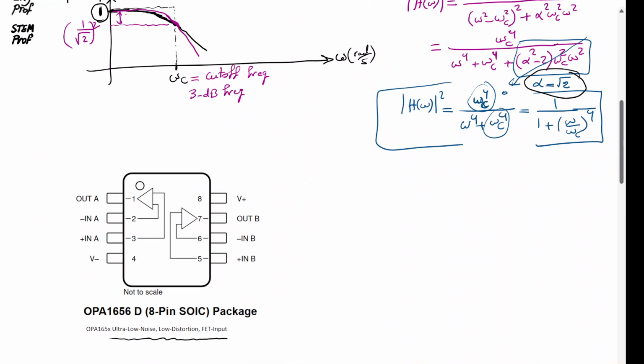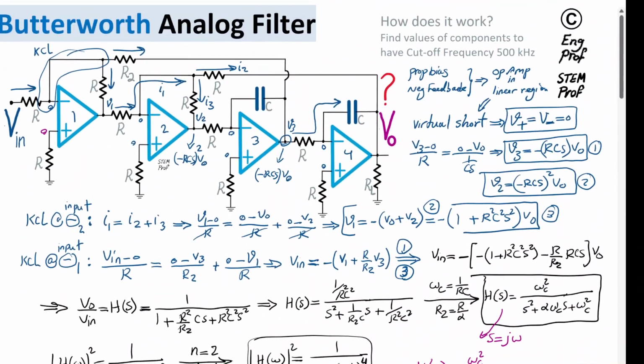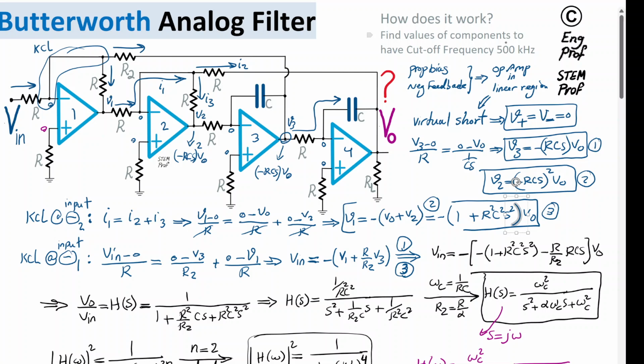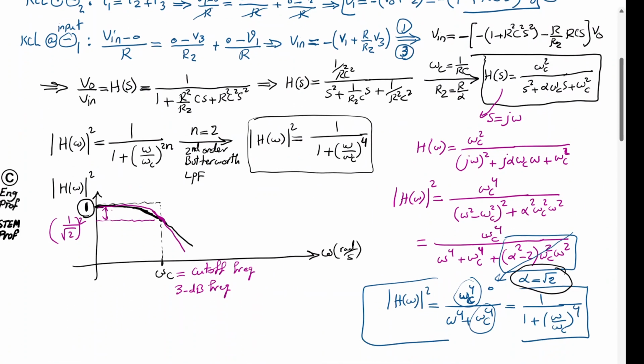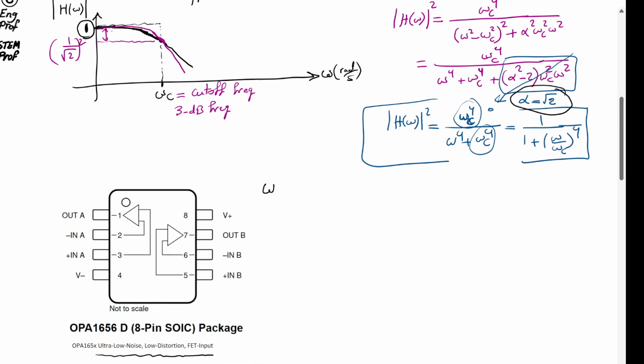Now let's go for the last segment of this example, in which we want to find the value of these components to achieve, say, a 500 kilohertz 3 dB frequency. So to do that, I'm going to just say, okay, omega c is 2 pi fc, and desired fc is 500 kilohertz. Therefore omega c is 2 times 500 kilohertz, so effectively becomes basically just 10 to the power 6 pi radians per second.